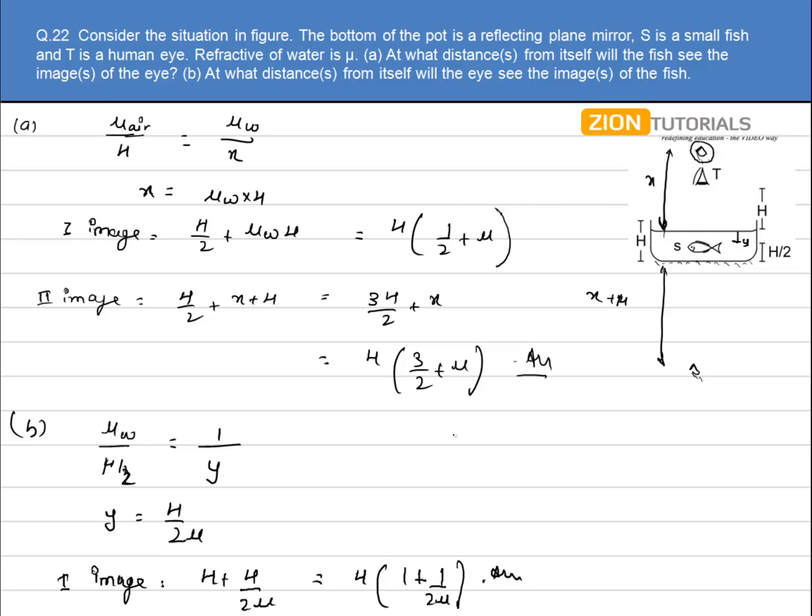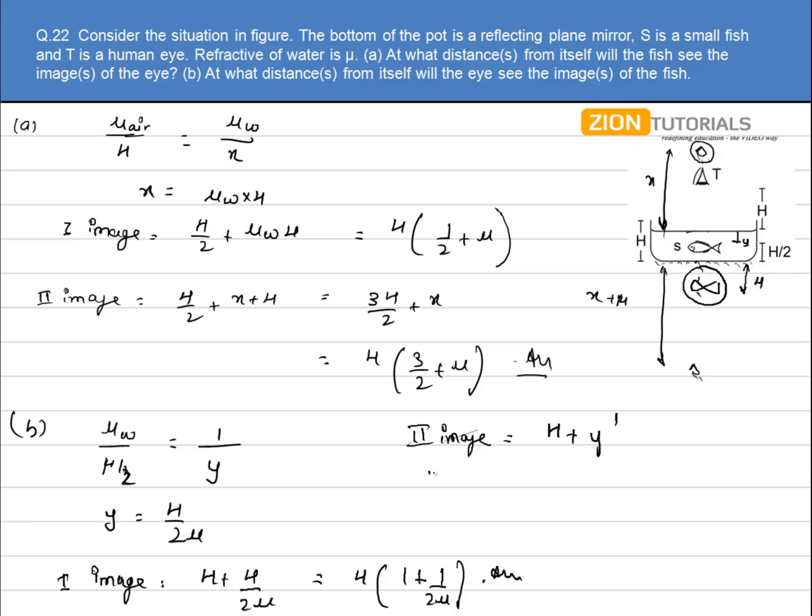Alright, now the second image will be formed if the eye is seeing the final image that is formed by first the reflection from the plane mirror and then its reflection from this surface. So the reflection will cause the image of the fish somewhere over here, right, at a distance of h by 2. So the second image will be formed at somewhere like distance from h plus, let's say, y dash, where y dash is the image formed of this object by the reflecting surface.